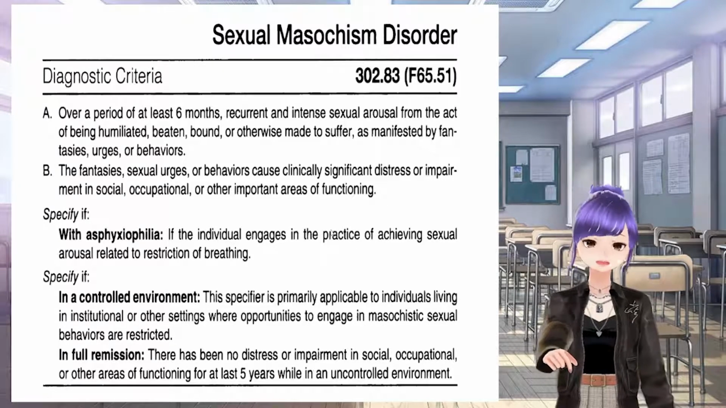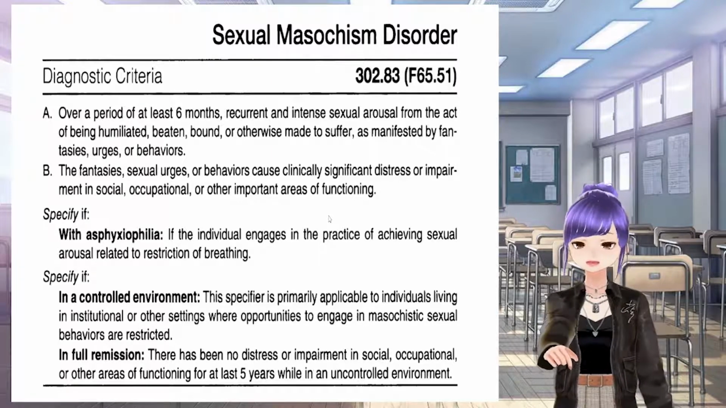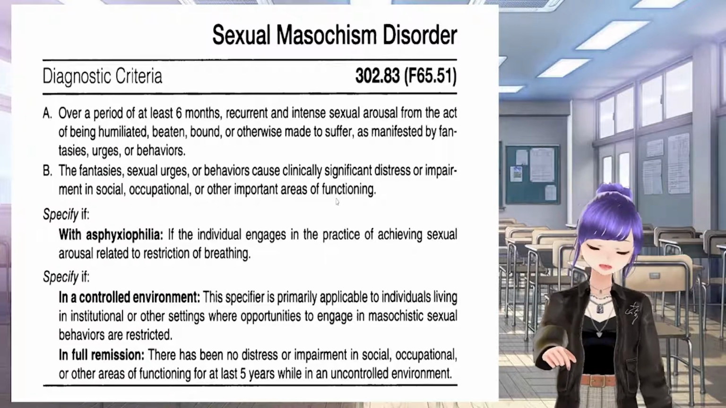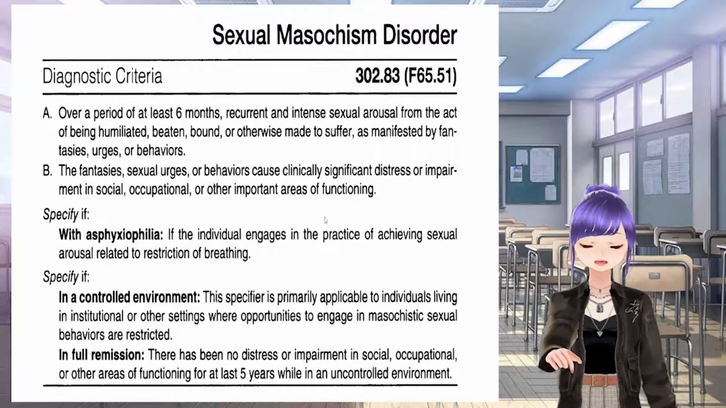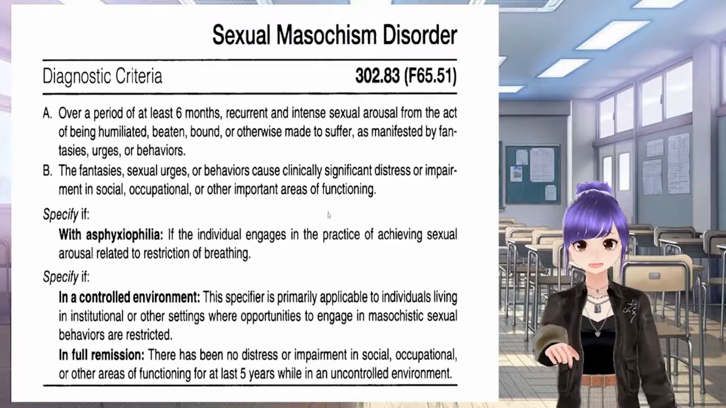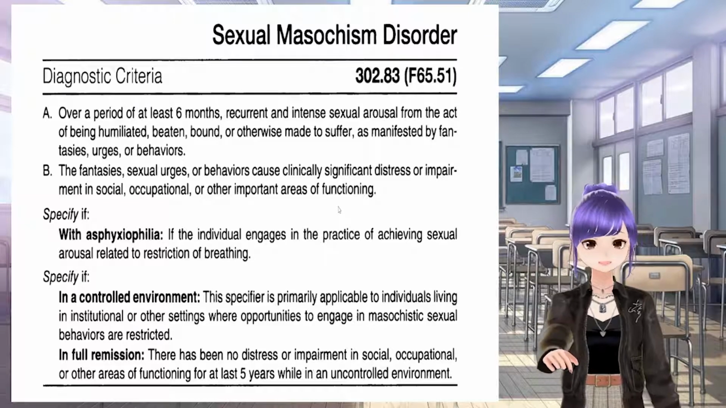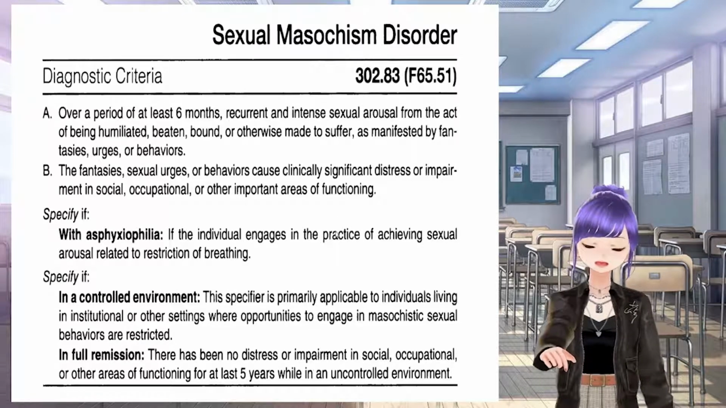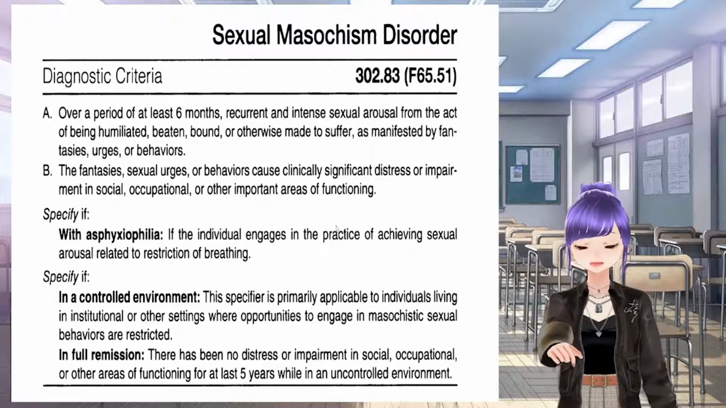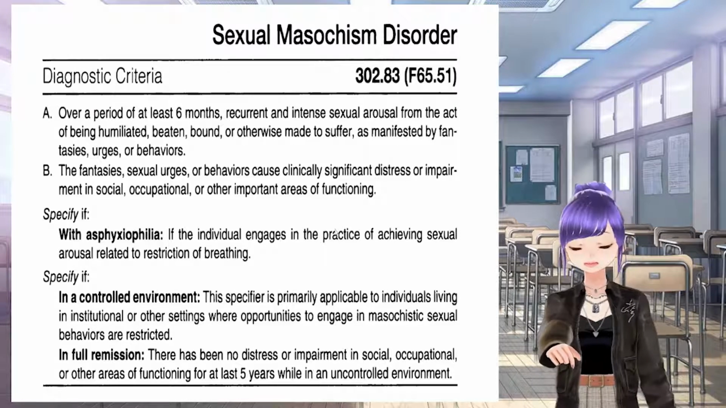So we also have sexual masochism disorder. Over a period of at least 6 months, recurrent and intense sexual arousal from the act of being humiliated, beaten, bound, or otherwise made to suffer, as manifested by fantasies, urges, or behaviors. The fantasies, sexual urges, or behaviors cause clinically significant distress or impairment in social, occupational, or other important areas of functioning. Specify with asphyxophilia if the individual engages in the practice of achieving sexual arousal related to the restriction of breathing, and also if it is in a controlled environment or in full remission.